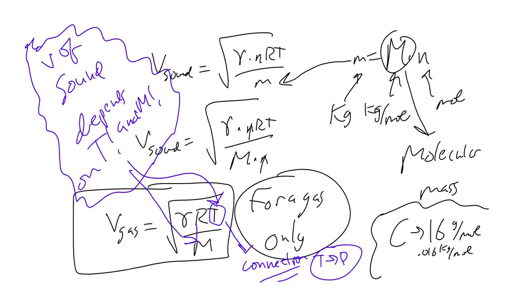Clearly, if it's heavier, if you have carbon dioxide versus helium, carbon dioxide is heavier, or even oxygen, O2 is heavier. So it's going to move slower, right? So we can use this to solve for the temperature at which we were calculating the previous example. We got 340 meters per second.